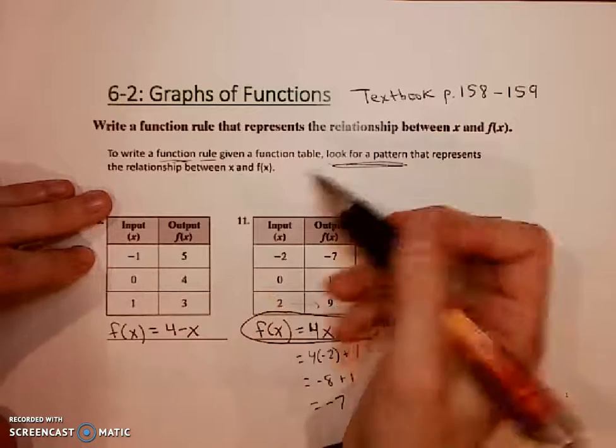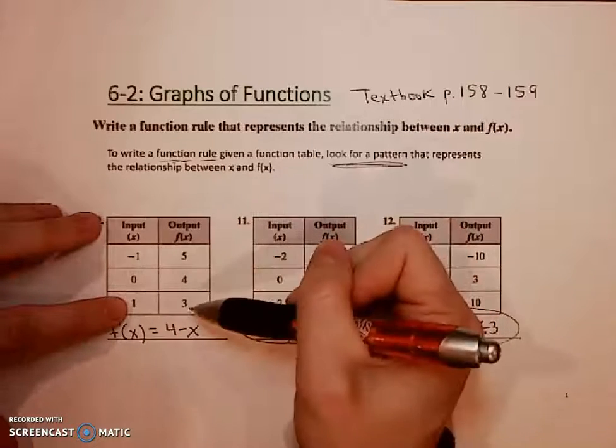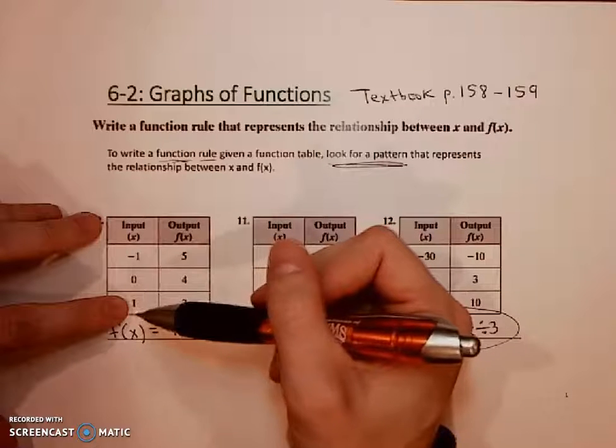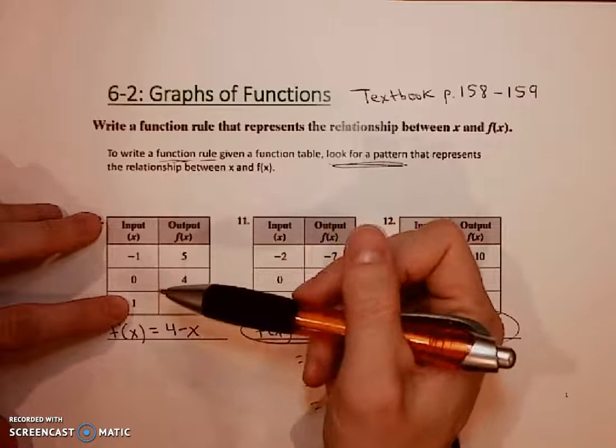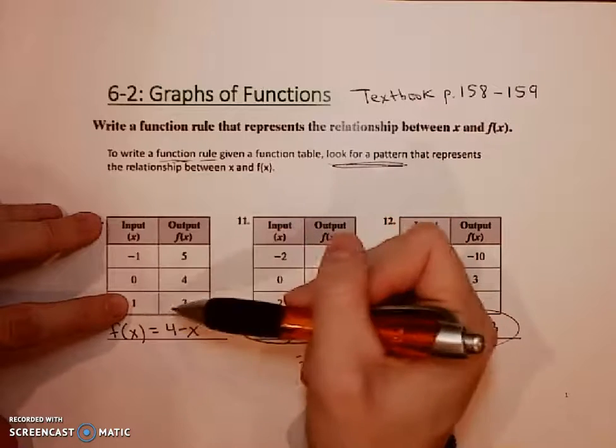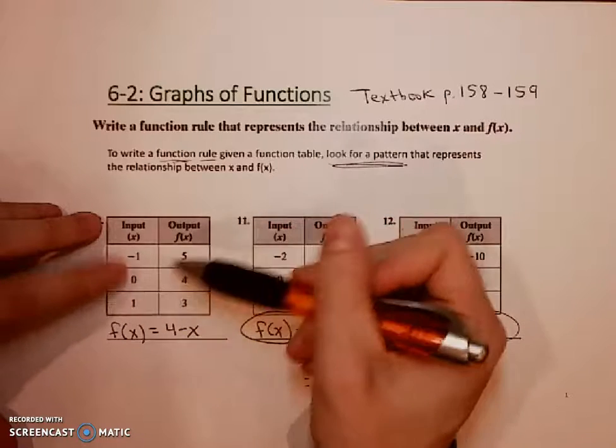And how do I know that? Because how do I get from 1 to 3? I would try plus 2. I would try maybe multiplying by 3. Okay, that wouldn't work. 1 times 3, 0 times 3. The pattern would not work.